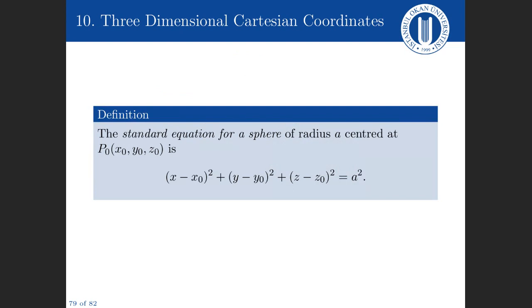Using this equation, putting the coordinates in, we find that the standard equation for a sphere of radius a, centered at the point x0, y0, z0, is (x minus x0) squared plus (y minus y0) squared plus (z minus z0) squared is a squared.